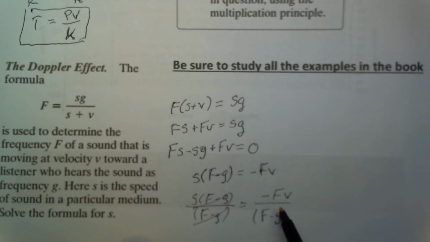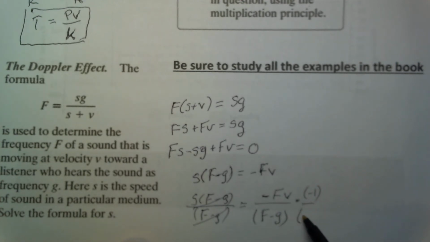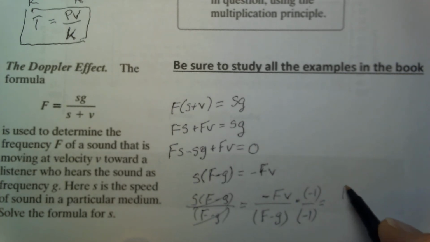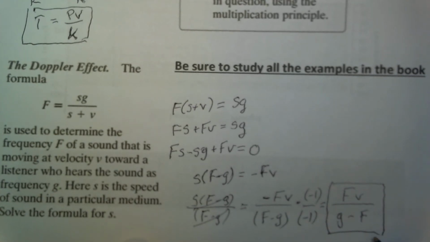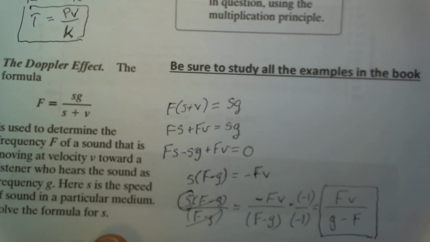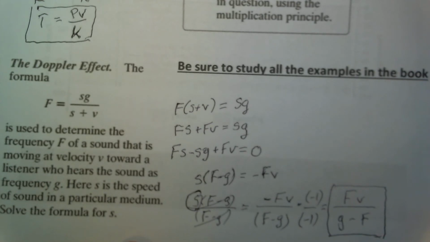Now, it's not very nice to have a minus sign here in the numerator. So what we can do is multiply numerator and denominator by minus 1. Then that becomes a positive f times v. And in the denominator, I get minus 1 times minus g is g, and minus 1 times f is minus f. So that's what the expression is like for the letter S. Fv minus gf.